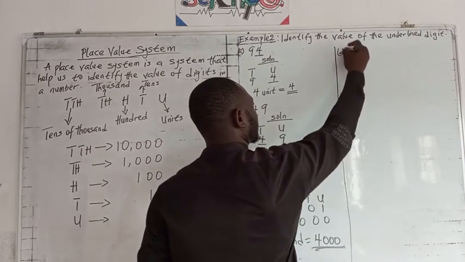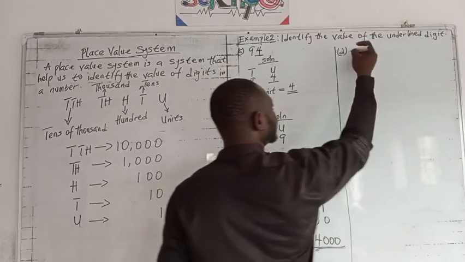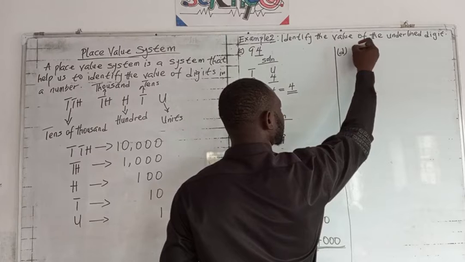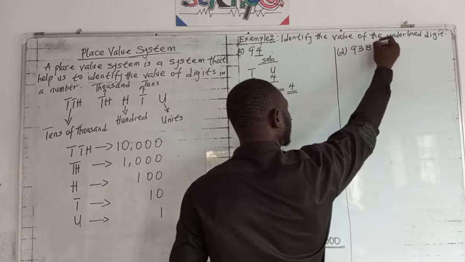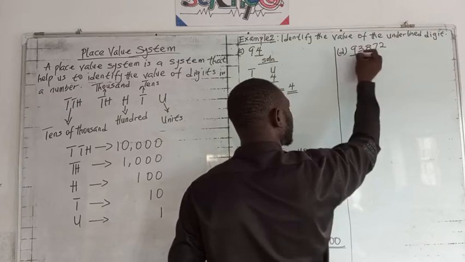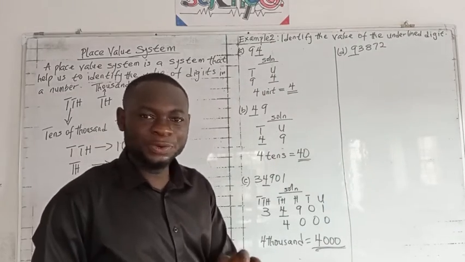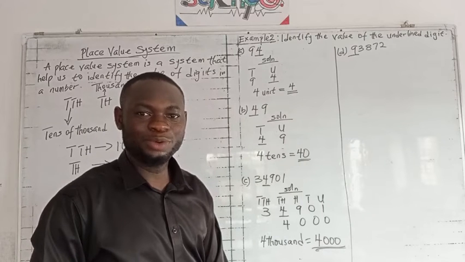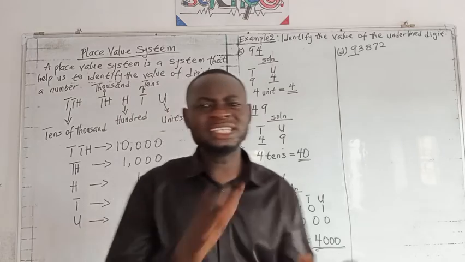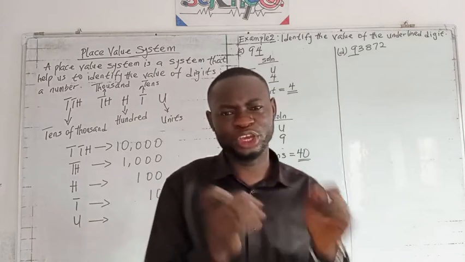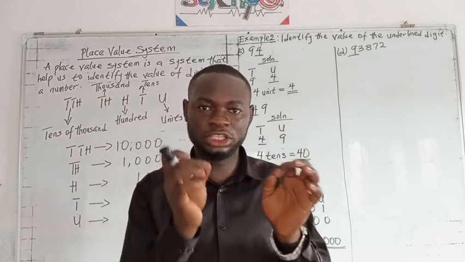Let's look at this example. Example D. We have 93,872. 9 is underlined. And we want to find the value of 9. We want to find what? The value of 9. Now, there's a difference between finding the value of a number or of a digit and finding the place value of the digit.